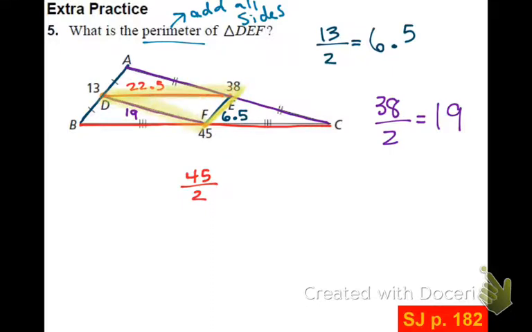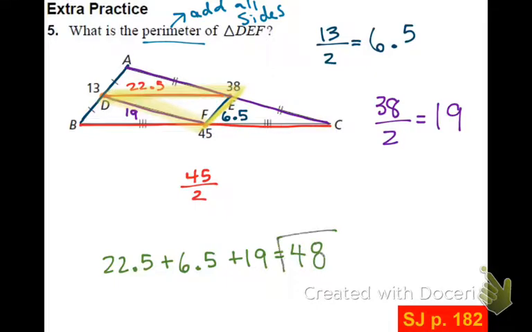So we're going to add up the side lengths. So we'll add 22.5 plus 6.5 plus 19, and it will equal 48. There was also a second way to do this now that I'm looking at this. I'm sorry, it has been a year since I taught it.